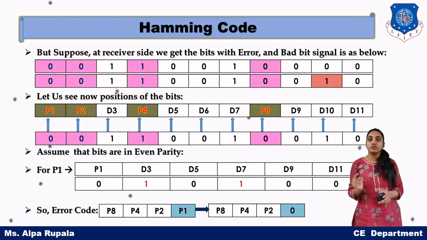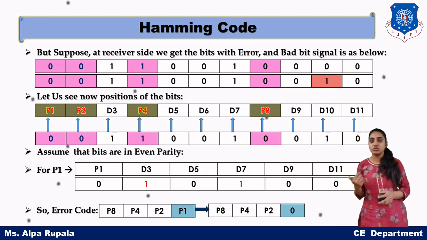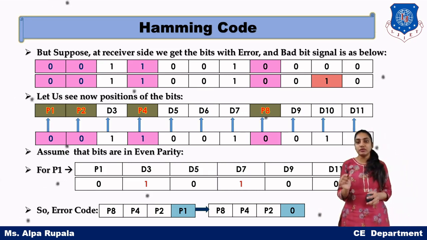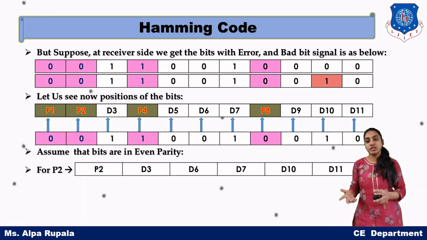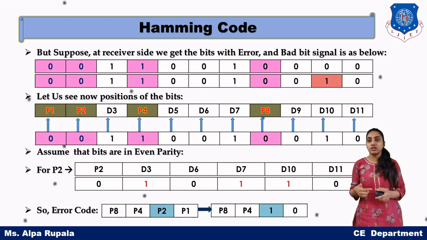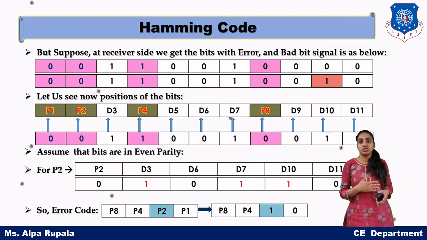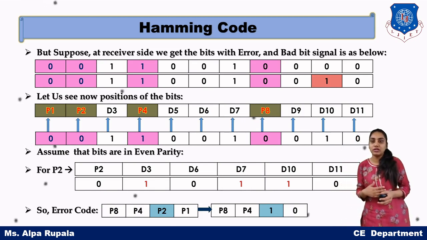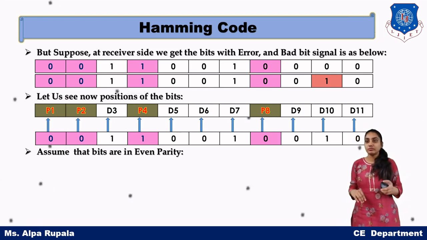Start with P1, check 1, skip 1, check 1, skip 1. According to it, we have seen that it is already in an even parity. There is no error in this data, so the P1 value will be 0. Now for P2, same fundamental: start with P2, check 2, skip 2, check 2, skip 2. Here we see there is an odd number of 1s in the checking sequence, but our parity is even parity. So P2 has an error, and we identify it as 1.